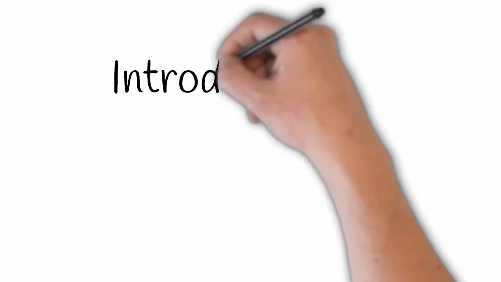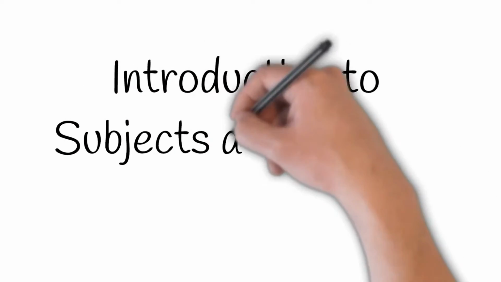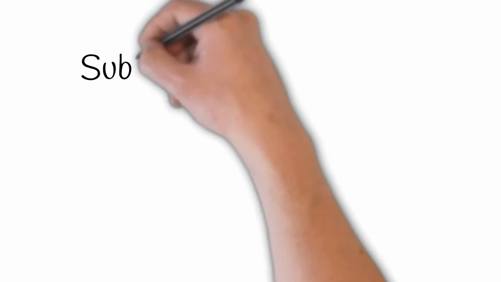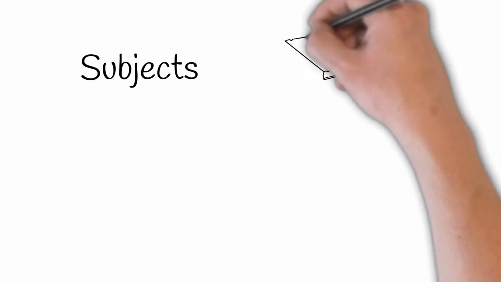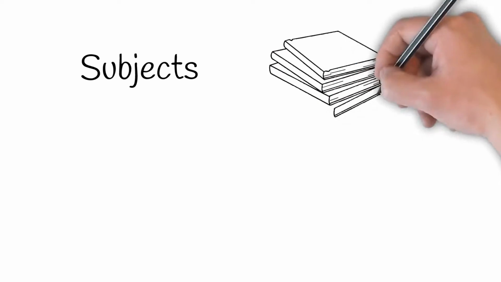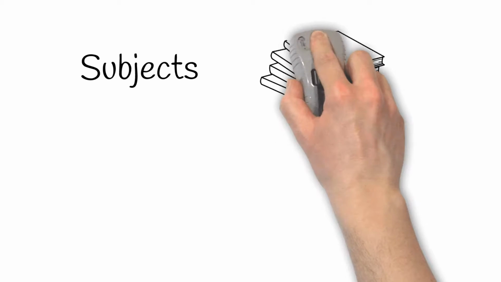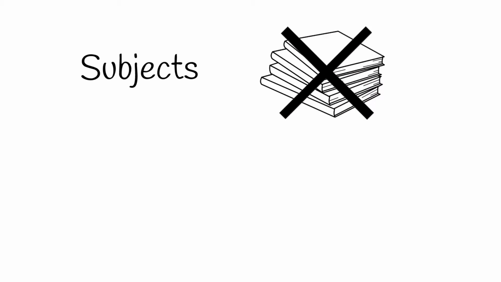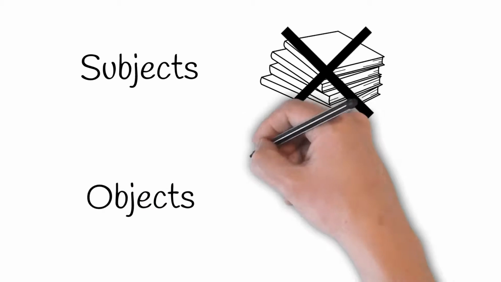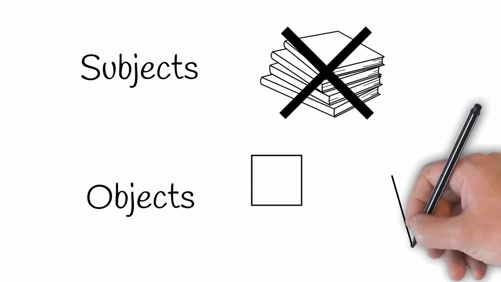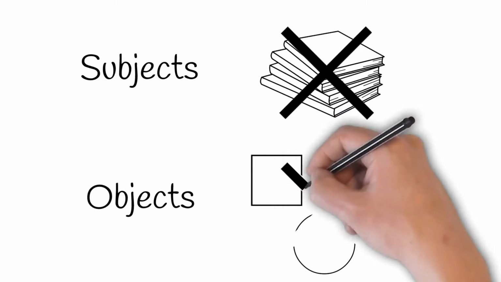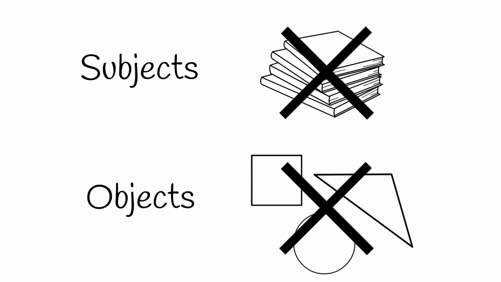This video is an introduction to subjects and objects in German. When we speak of subjects in English, we're usually speaking about school subjects or topics or areas of study. But that's not what we're talking about in language and grammar. Likewise, when we think of objects, we think of shapes, concrete physical things that we can touch, but that's not what we're talking about in language and in grammar.